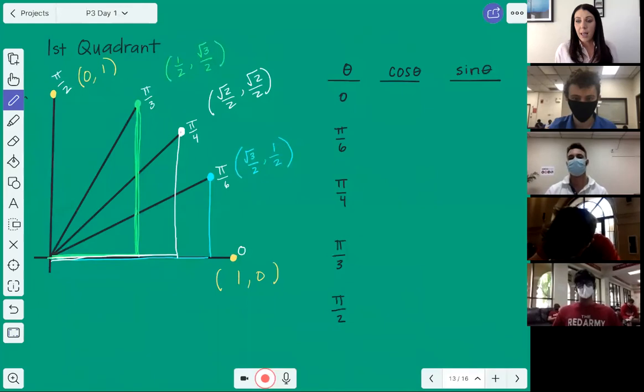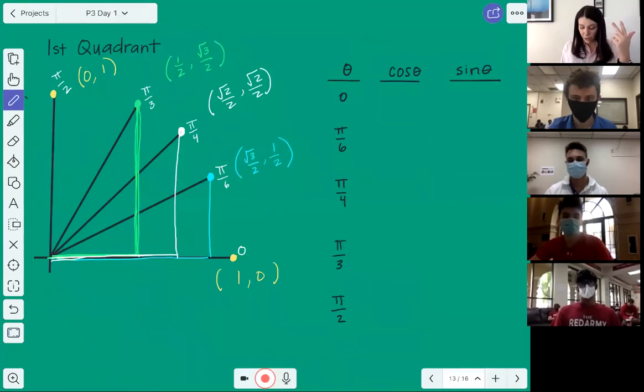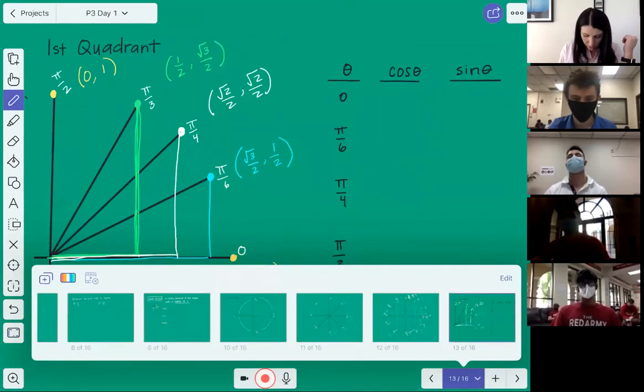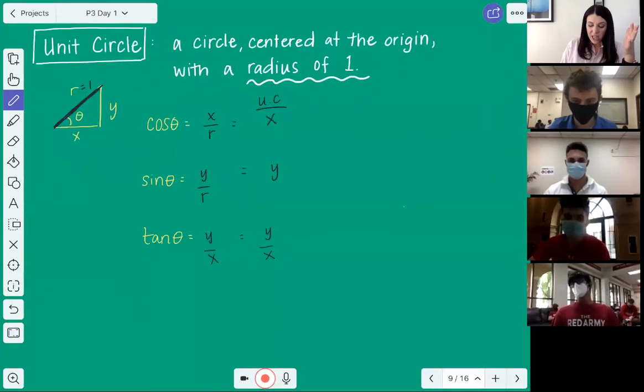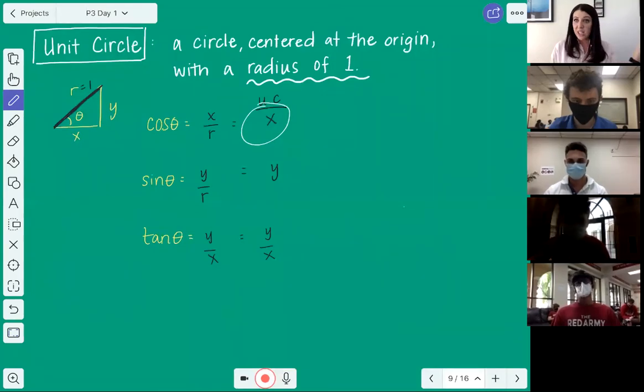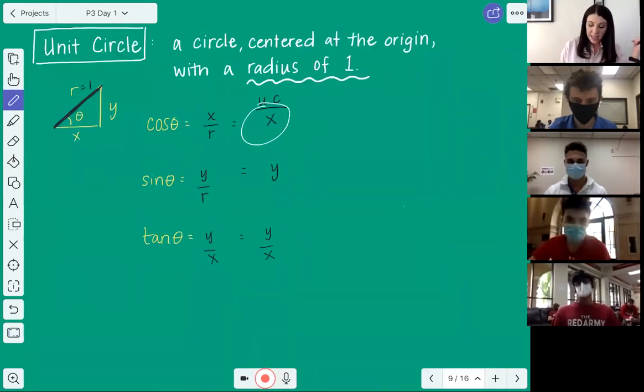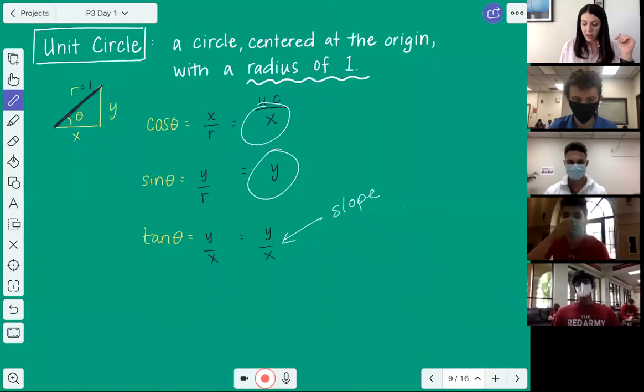Hopefully this makes sense. Okay, this is also why we're going to get away from SOHCAHTOA, because when we are on 0 or pi over 2, there's not really a triangle anymore. All we have to work with is x, y, and r. And if you go back to what we were talking about earlier, when we are on our unit circle, cosine is really just x. It's just the x coordinate. Sine is really just y. It's just the y coordinate. And then y over x, really what we're talking about there is slope. We're talking about our rise over our run.